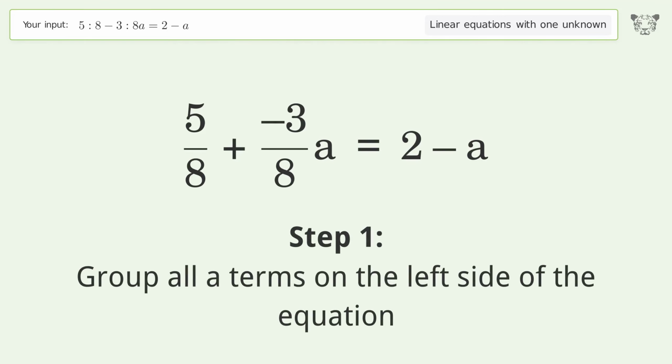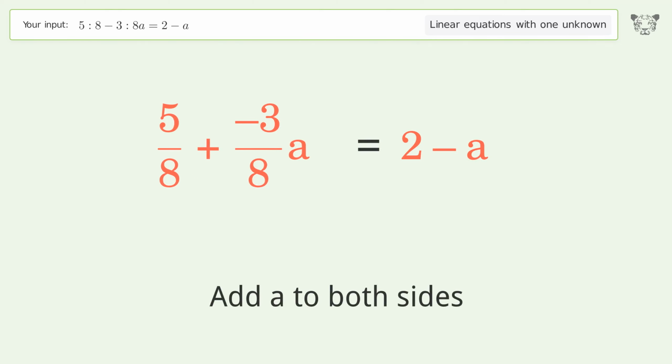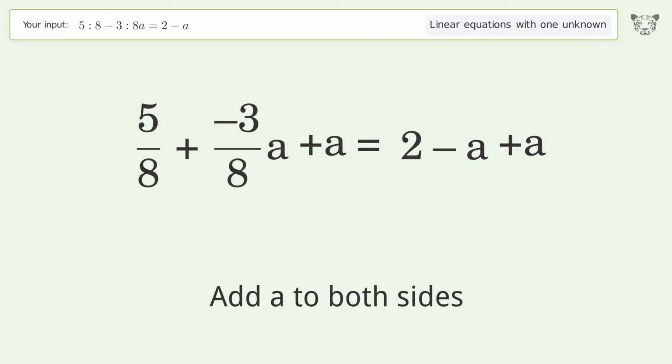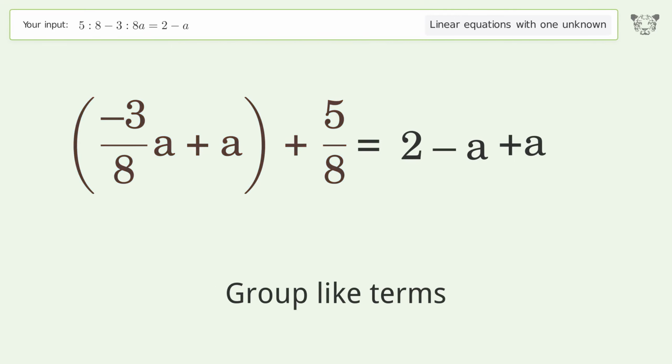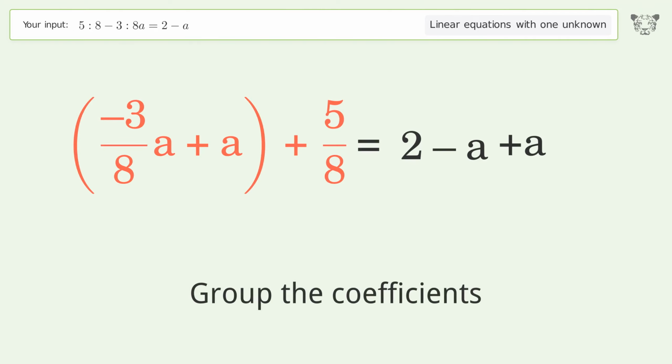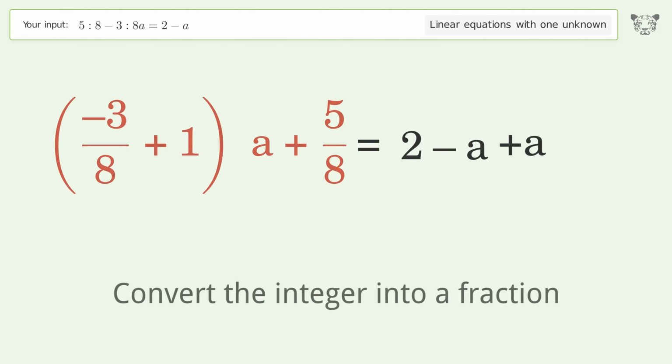Group all a terms on the left side of the equation. Add a to both sides. Group like terms. Group the coefficients. Convert the integer into a fraction.